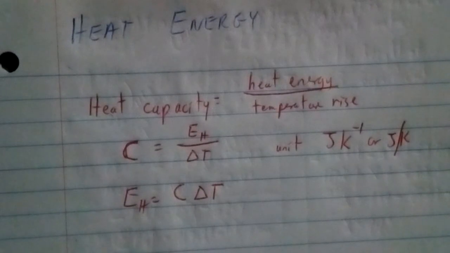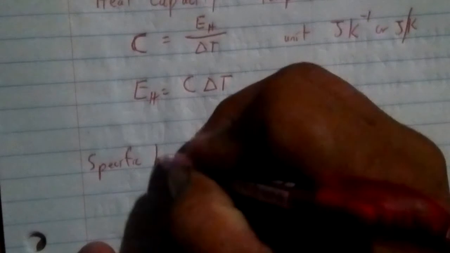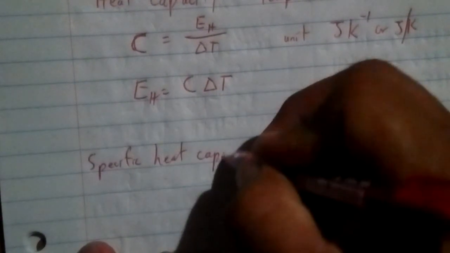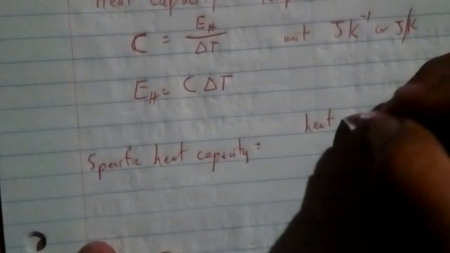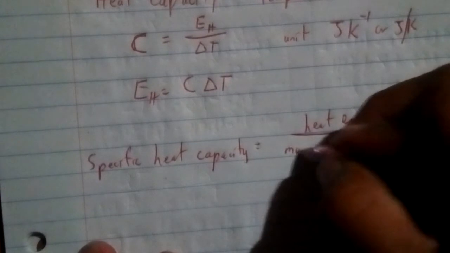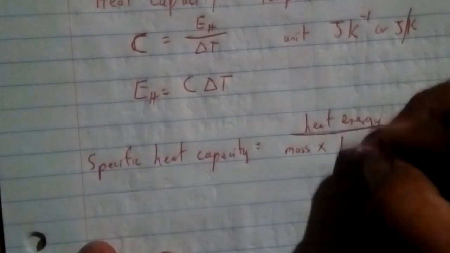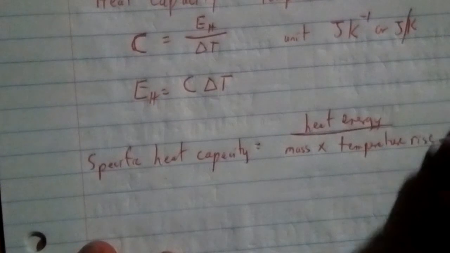All right, let's go to specific heat capacity. So this was heat capacity. We go to specific heat capacity now. Specific heat capacity is equal to heat energy over mass times temperature rise. Very important. Note the difference between this equation and this equation.